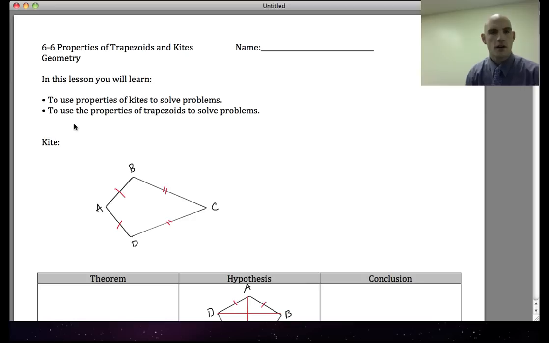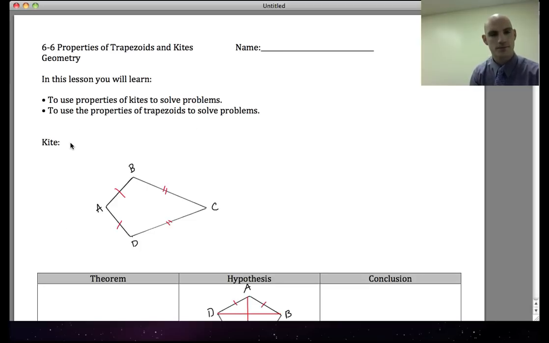In this lesson, you're going to learn to use the properties. Alright, welcome to 6.6, Properties of Trapezoids and Kites. In this lesson, we're going to learn to use the properties of kites to solve problems, and we're also going to learn how to use the properties of trapezoids to solve problems. Okay, let's talk about a kite first.